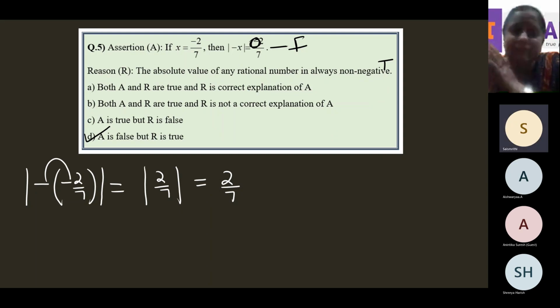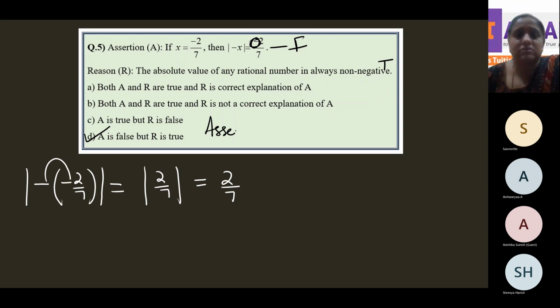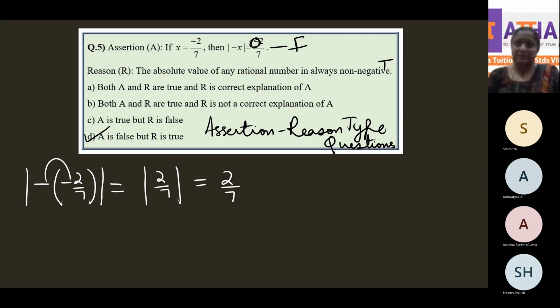Assertion-reason type questions are a part of your syllabus. You also have something called value-based questions or case study-based questions. We'll see them in the next class based on rational numbers. Value-based questions, also called case study-based questions.